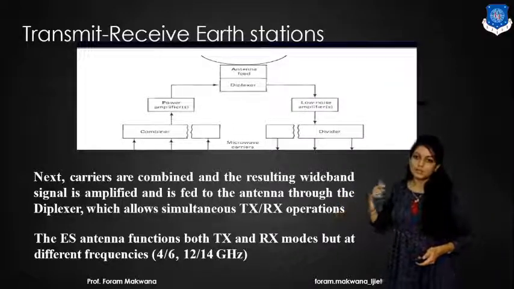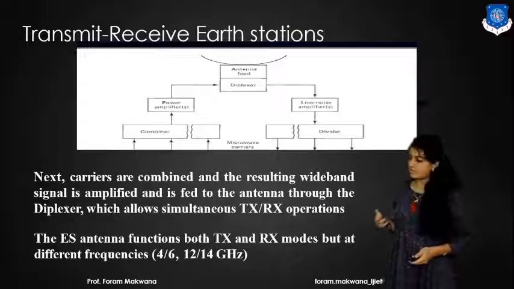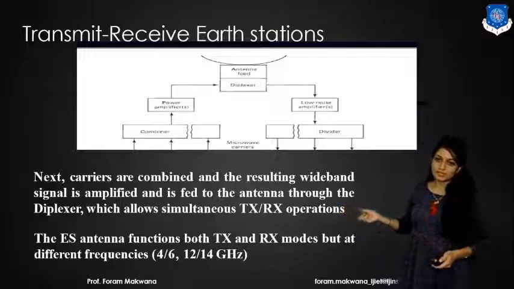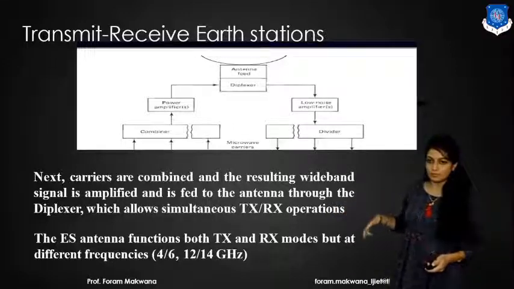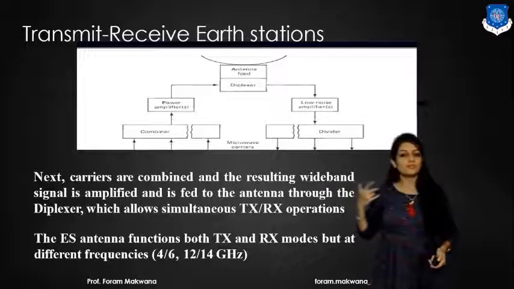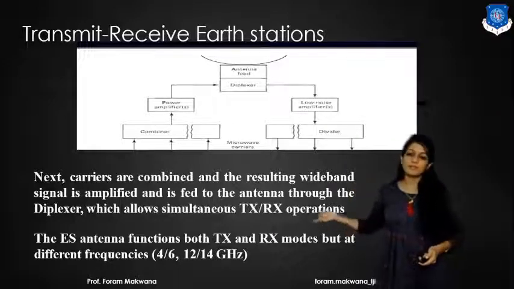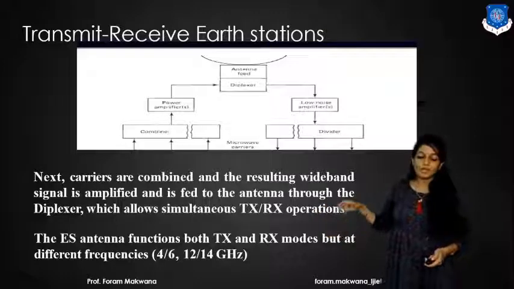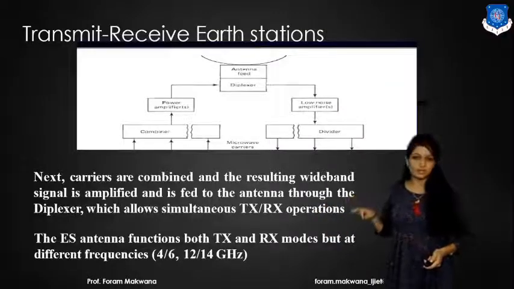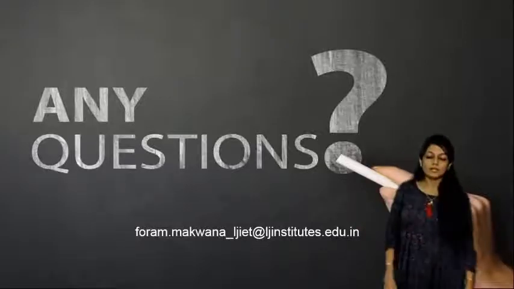Alright. So it requires simultaneous transmit and receive operation. So with that, the earth station antenna functions in both the transmit mode and the receive mode, but at different frequencies. You can say if I am going to use the C band, this frequency will be 4 or 6 GHz. If I am going to use the Ku band, it is either 12 or 14 GHz. Alright. So over here, chapter number 7 is finished.